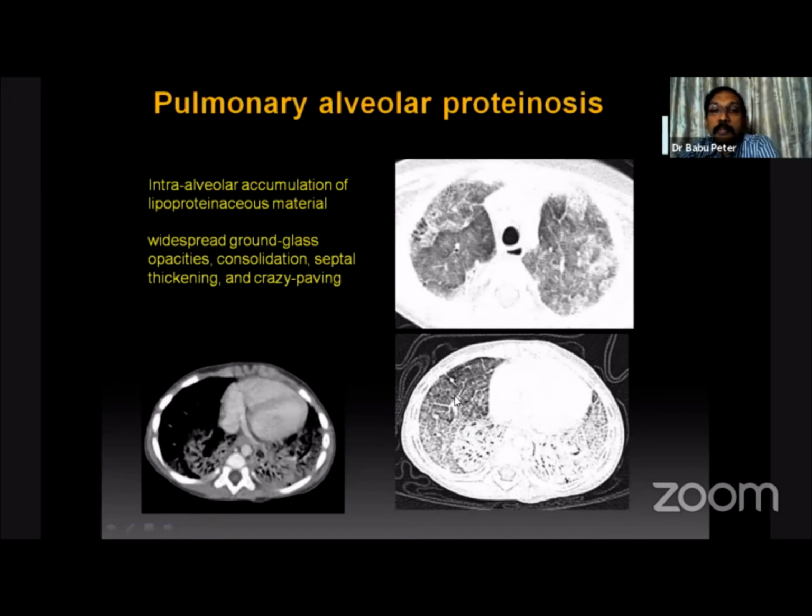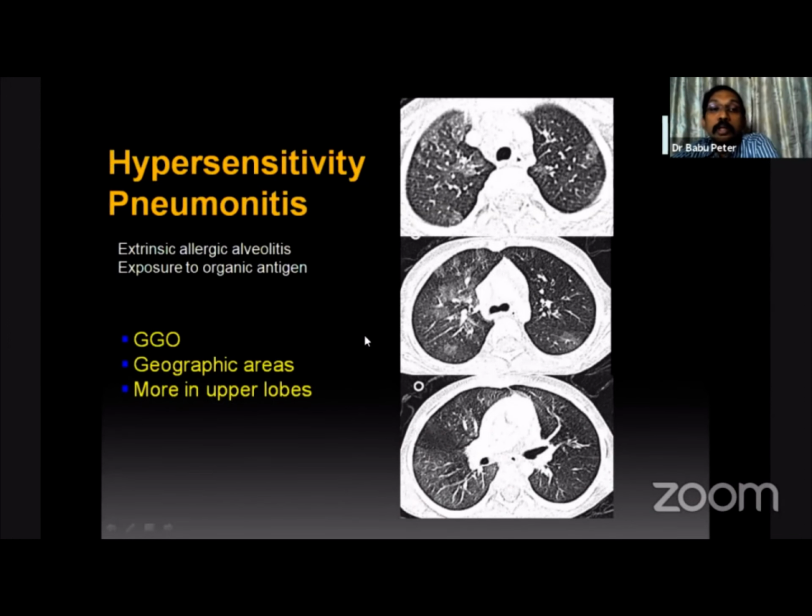It can also be seen in pulmonary alveolar proteinosis, which is due to intra-alveolar accumulation of lipoproteinous material, where you see diffuse ground glass opacifications and consolidations with septal thickening and also the crazy paving appearance. There is reticulation in a background of ground glass opacification in the case of pulmonary alveolar proteinosis.